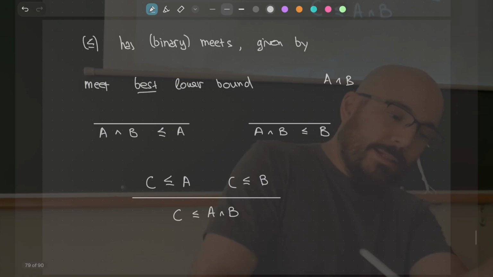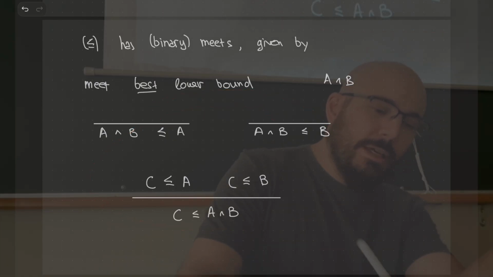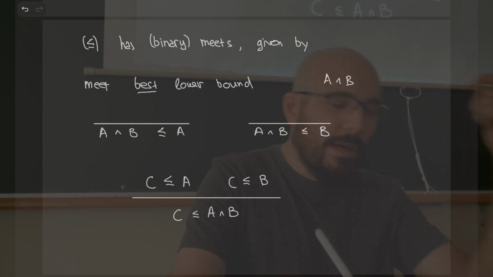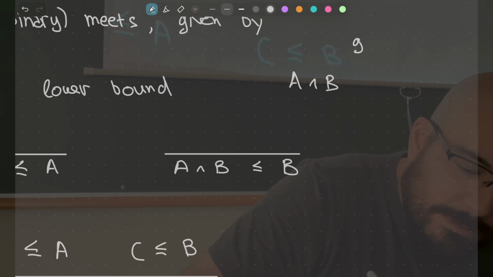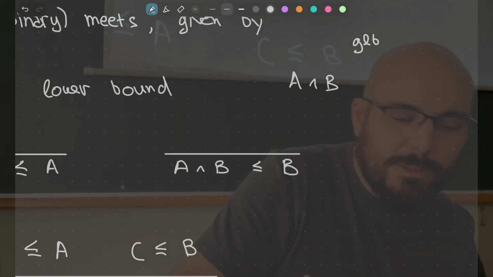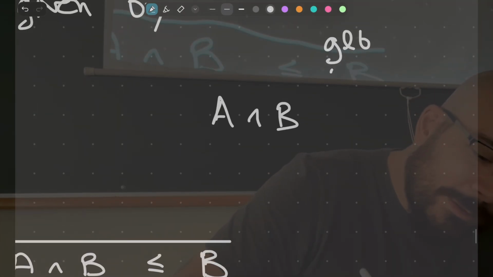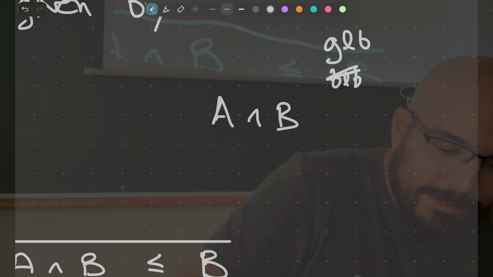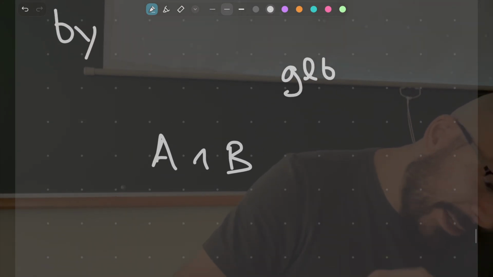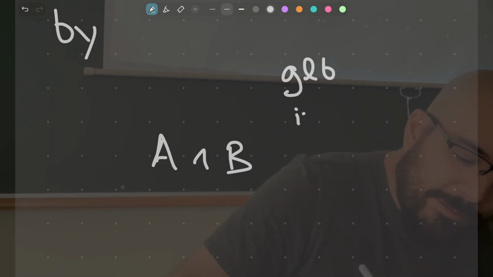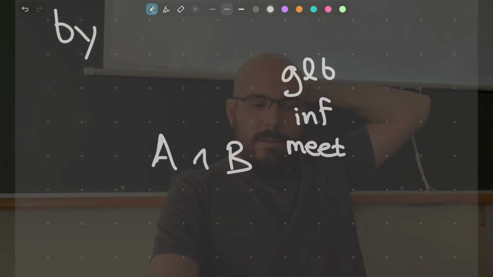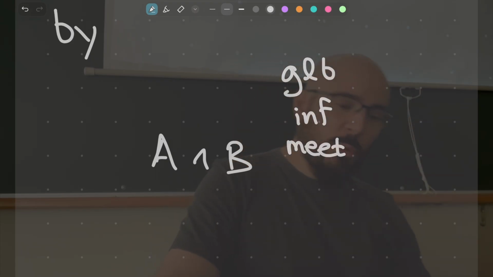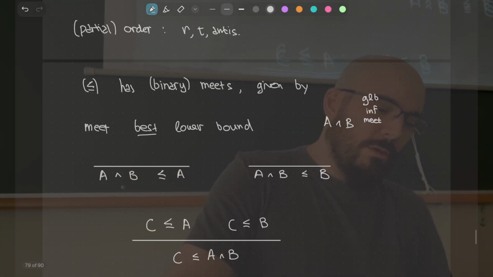And anything that satisfies these things is called the meet of A and B. Other names for meet are GLB, for greatest lower bound. I don't want to use this because I would like to call it BLB, and nobody calls it like that. I'm the only person that uses this notation. Also, it's called an infimum, a meet, and I think any other synonyms I'm forgetting? Yeah, probably not.